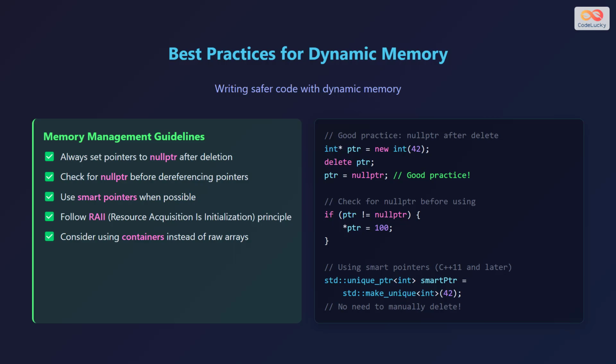The first example demonstrates setting a pointer to nullptr after deletion. After deallocating the memory pointed to by ptr, using delete ptr, we set ptr to nullptr. The second example shows checking for nullptr before using a pointer. Before dereferencing ptr, we check if it is not equal to nullptr. The third example illustrates the use of smart pointers. Instead of using raw pointers, we use std::unique_ptr<int> and create an object using std::make_unique<int>(42). With smart pointers, there is no need to manually deallocate memory.